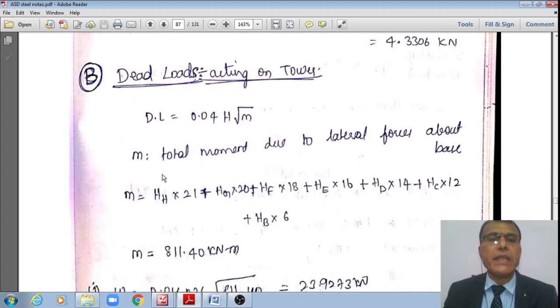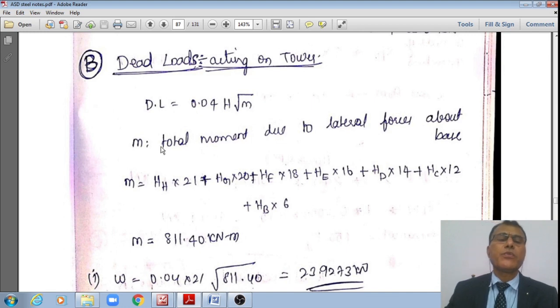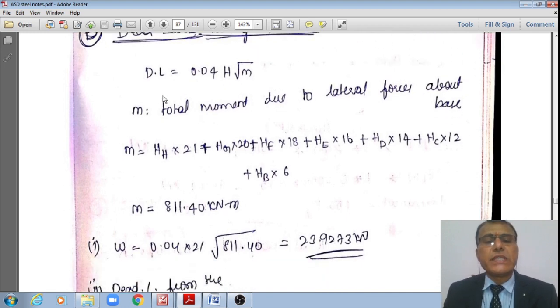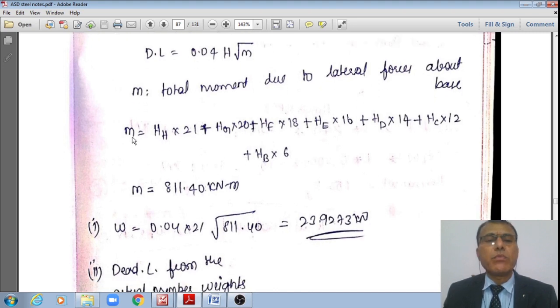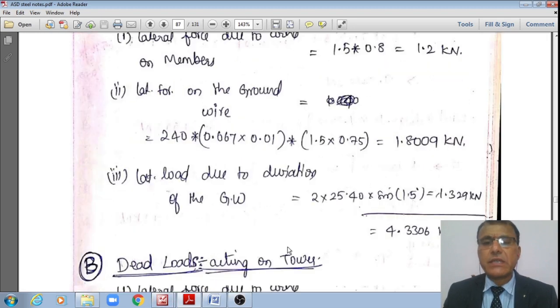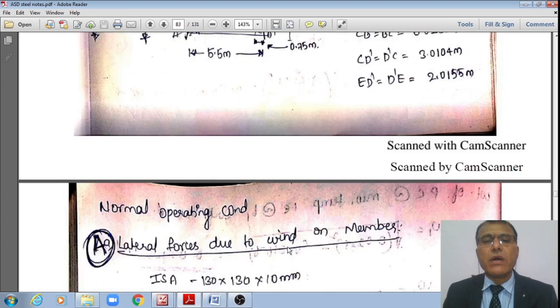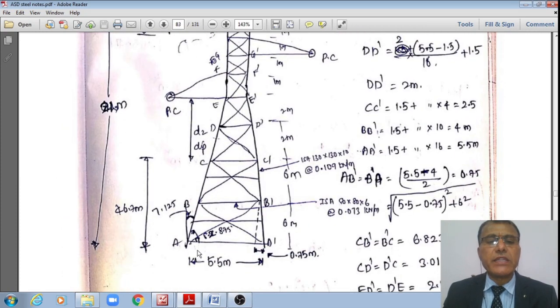Now the next heading is the dead loads. I hope you are understanding this discussion, students. Now, dead loads acting on the tower. Using this empirical formula, dead load can be given by 0.04 h square root of m, where m is the total moment due to lateral forces acting at the base. However, that moment m at the base, from this figure, is how all the forces are calculated at this base, right?